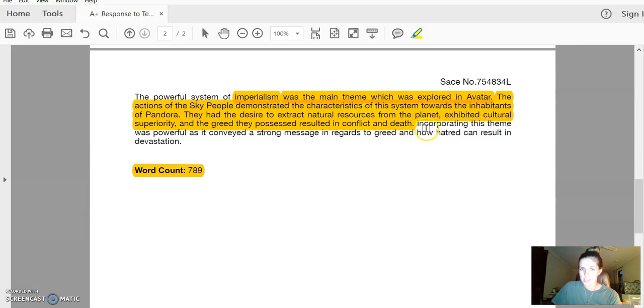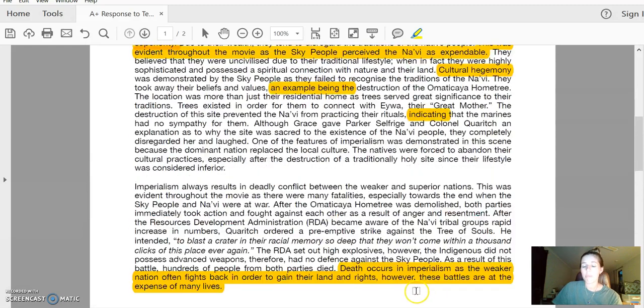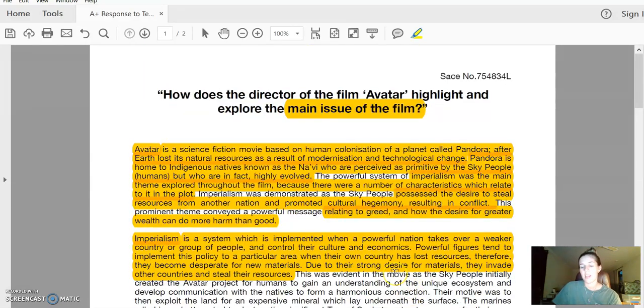And now it's her final sentence linking back to the main question, and it says, incorporating this theme was powerful as it conveyed a strong message in regards to greed and how hatred can result in devastation. So, as you can see, she did a pretty good job, and she actually got an A+ for this essay. It's not perfect though, and there are always things that we can fix, and I'm sure you've seen a few of those. But if you have anything similar to that, you're on the right track.